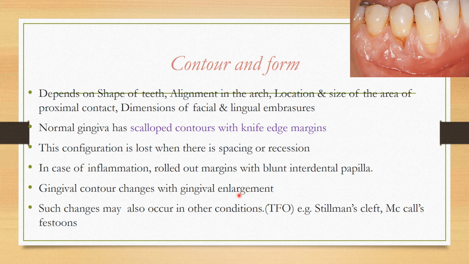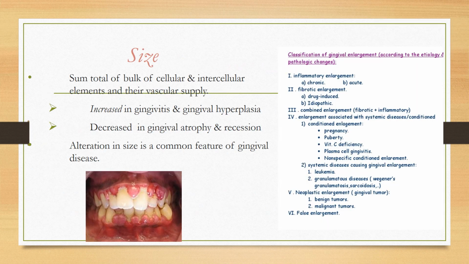Also in other conditions like trauma from occlusion, you can see Stillman's cleft, as the picture shows, an apostrophe shaped gingival contour. And McCall's festoon, that is a thickened band-like gingival margin. So this is called McCall's festoon. So these are the different findings under contour and form.